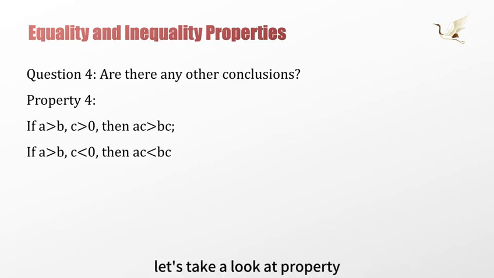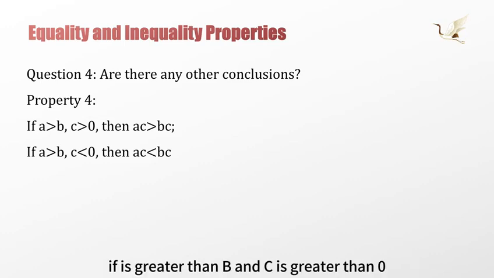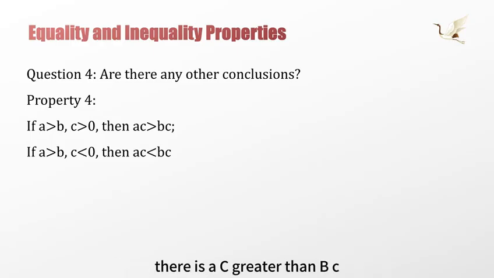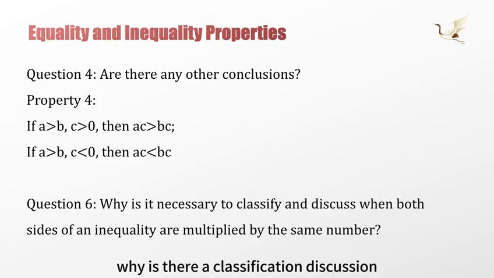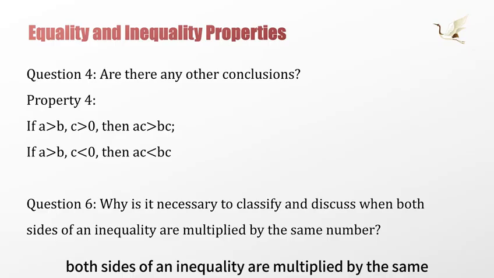Let's take a look at property 4. If a is greater than b and c is greater than 0, there is ac greater than bc. If c is less than 0, there is ac less than bc. Why is there a classification discussion when both sides of an inequality are multiplied by the same number?